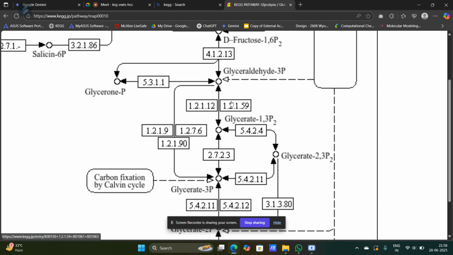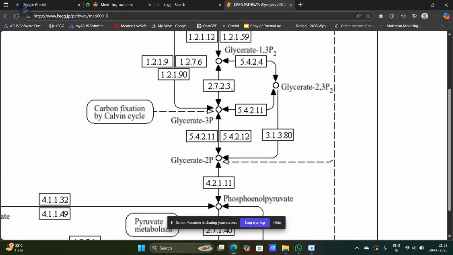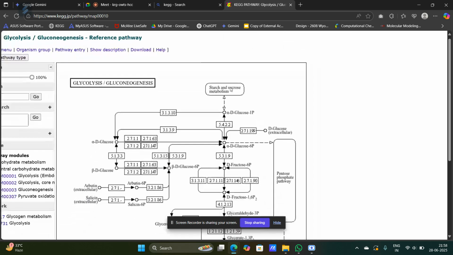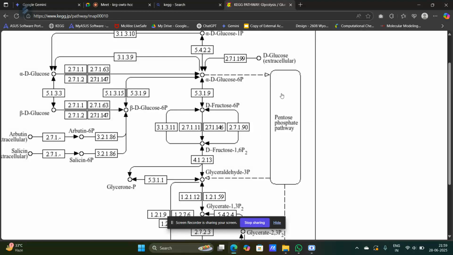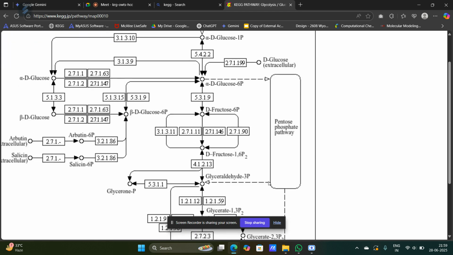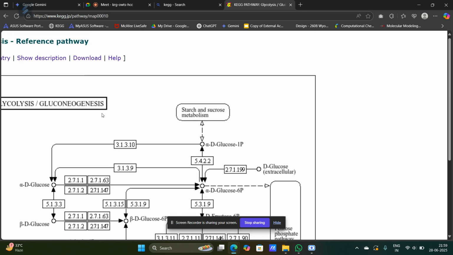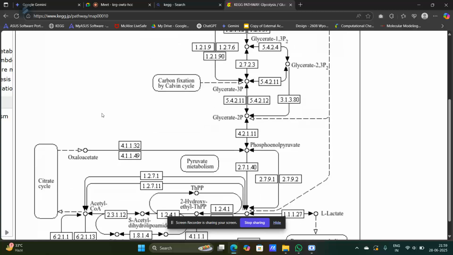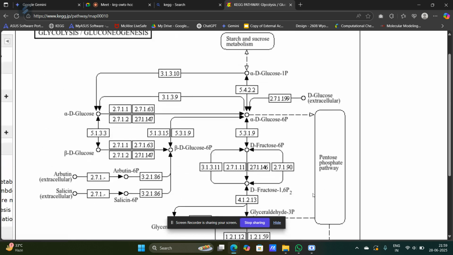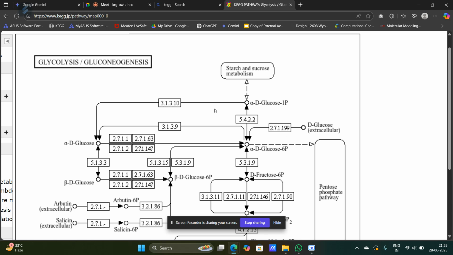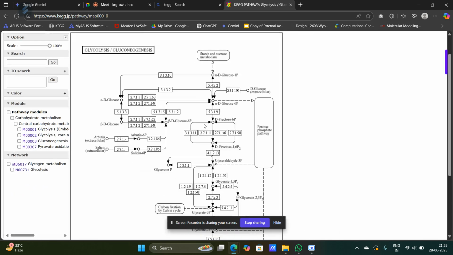Okay, so you have the whole pathway here. This is the simple one. And again, as you can see, you have the pentose phosphate pathway here. This just means that this is connected to the glycolysis pathway, but the main focus here is on the glycolysis path. Even the citrate cycle and propanoate metabolism are mentioned here. These are some related pathways that are connected to this main glycolysis pathway.